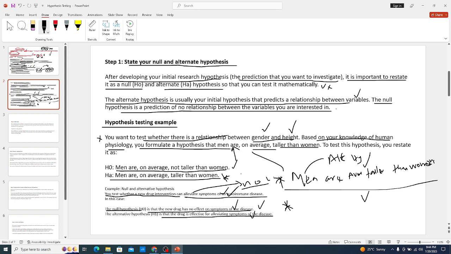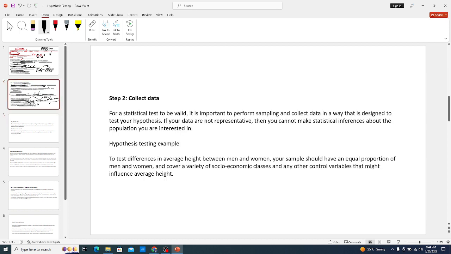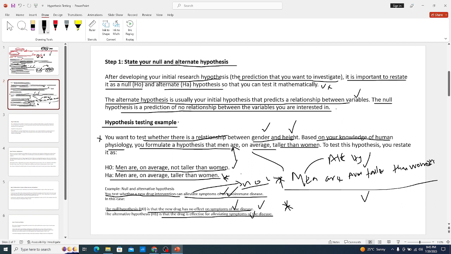So you can see this one is not supporting our hypothesis, but the alternate hypothesis is supporting our hypothesis. The null hypothesis totally tries to show that we really don't have any difference in our topic, or in our statement, or in our hypothesis. So that was the first step: to formulate a hypothesis, that is, a null and an alternate hypothesis.